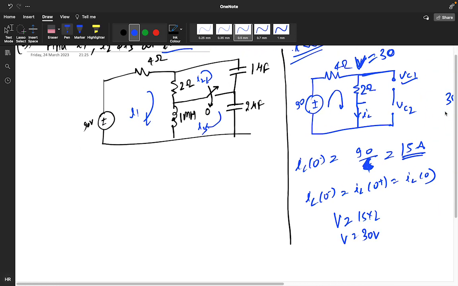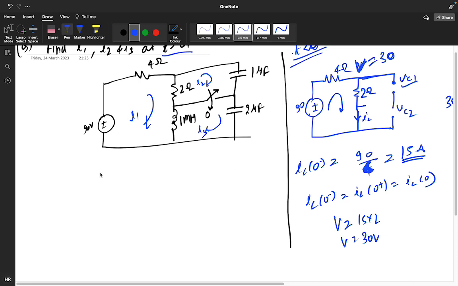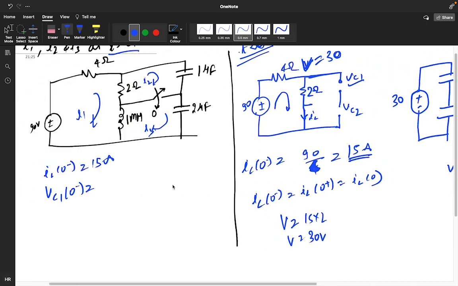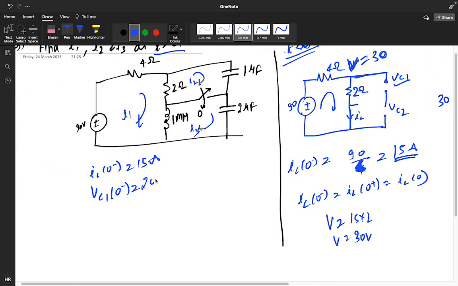So guys, what you know is IL at 0 minus, that is 15 ampere, VC1 at 0 minus is 20 volt, and VC2 at 0 minus is 10 volt. So it will be equal to VC2 at 0 plus, VC1 at 0 plus, and IL at 0 plus.